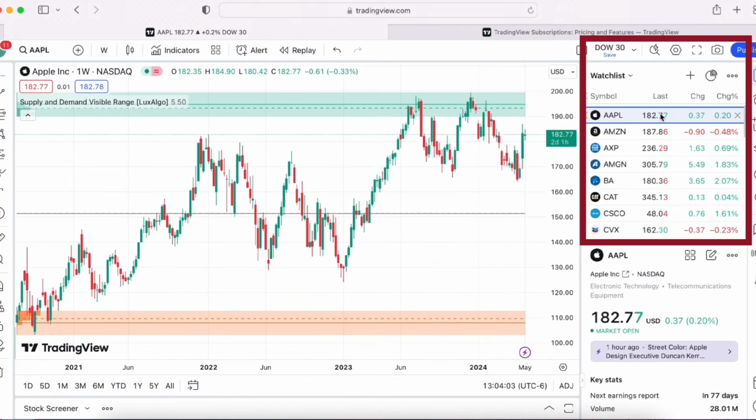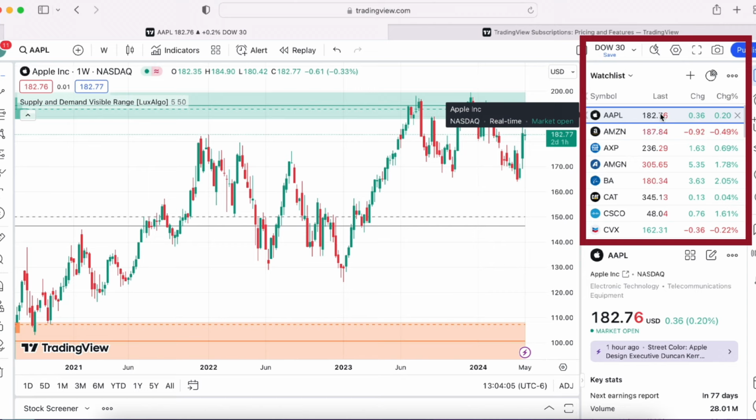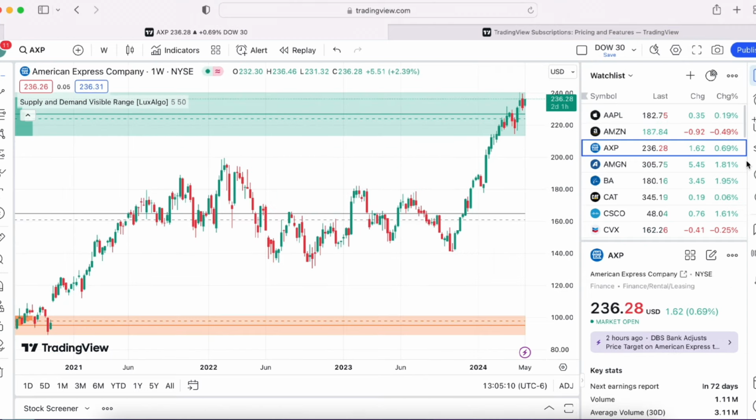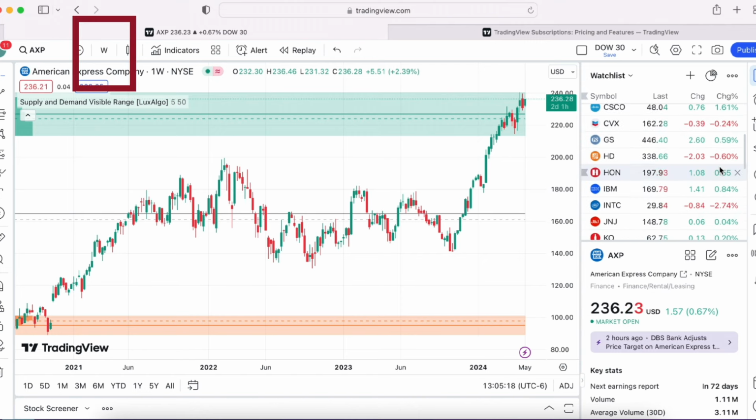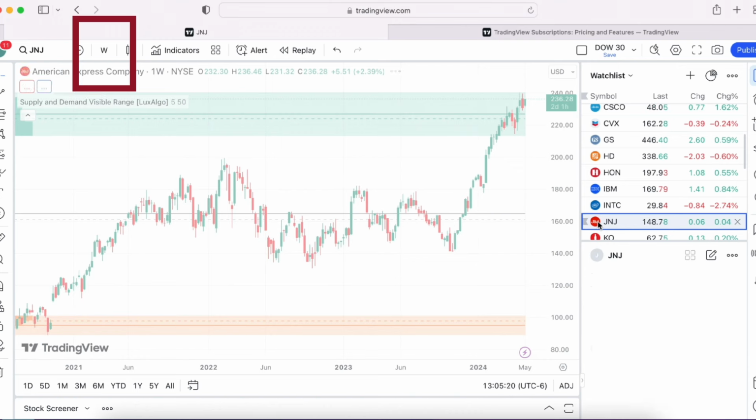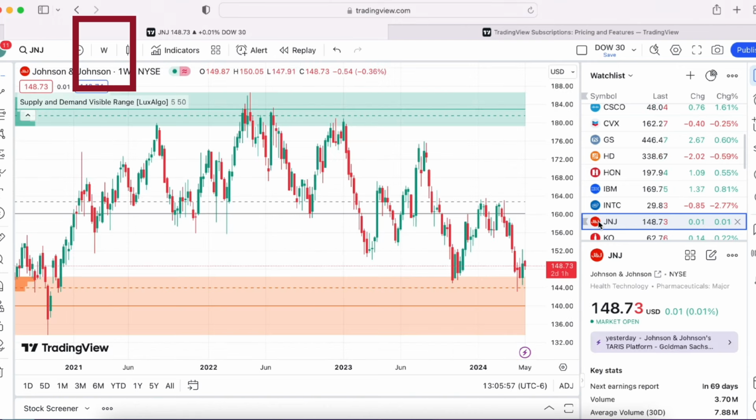Now let's go through this list and see which stocks are in the orange area. To save you time, I have gone through the list and I have found 2 stocks which are in the orange area on the weekly chart. One of them is Johnson & Johnson. If I believe in this company, and if I think this price range, which is about 144 to 150, is the right range to get in, I will place my order with proper risk management in place.